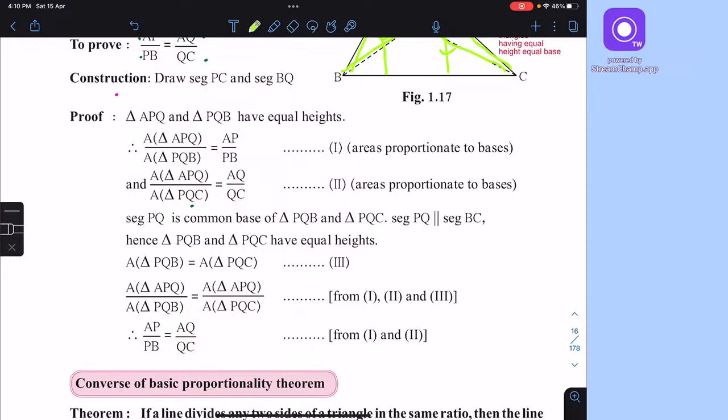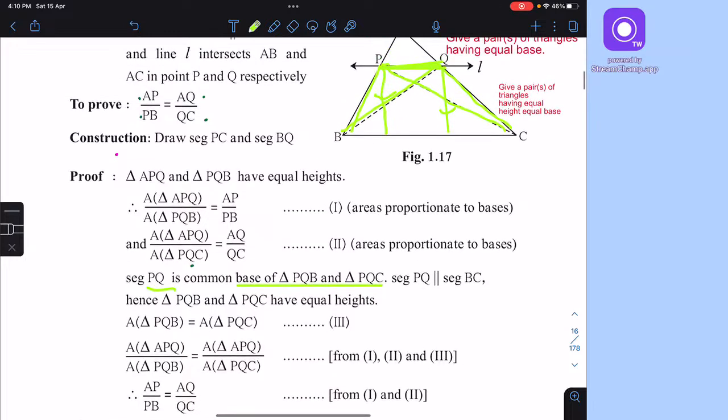Seg PQ is the common base of PQB and PQC, and seg PQ is parallel to BC. Hence triangles PQB and PQC have equal heights also, and therefore their areas are equal.